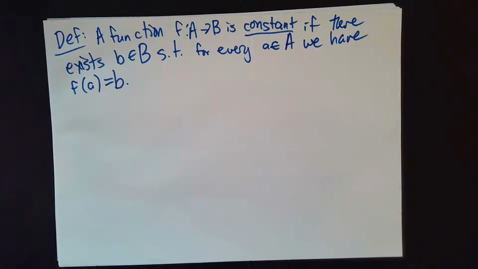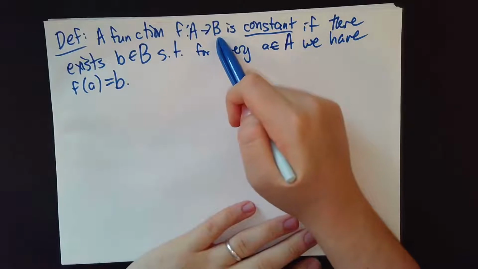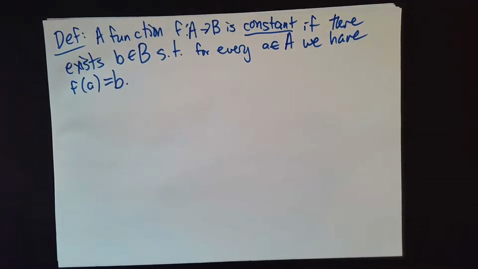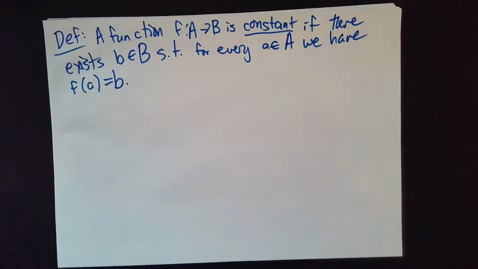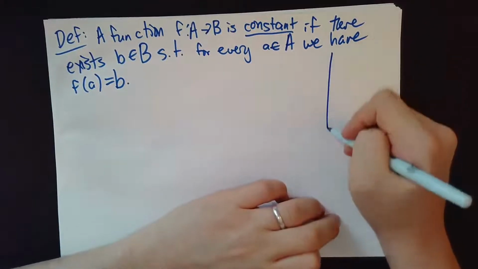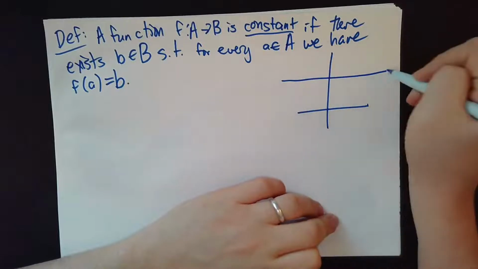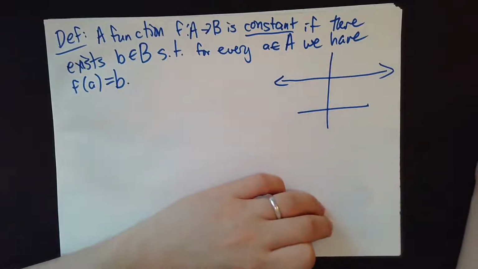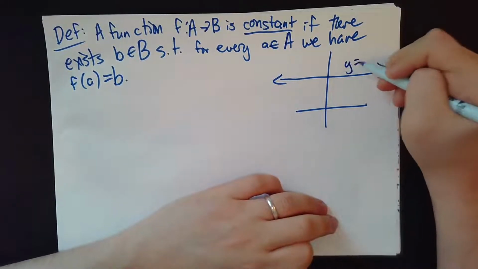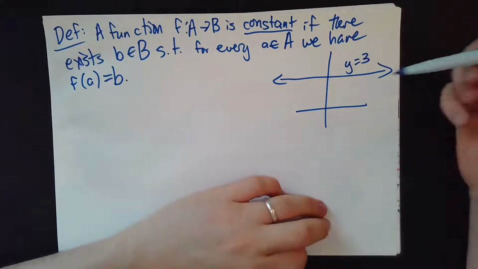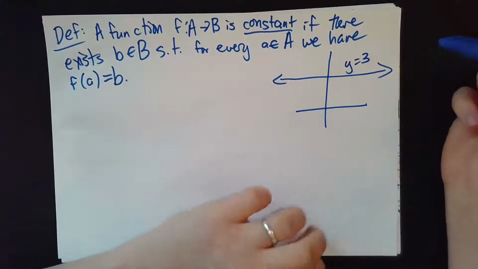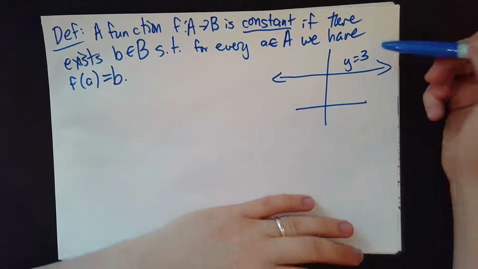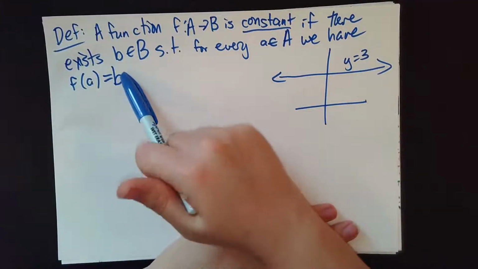Okay, so this is what it means to be constant. It means there's a single output that every element of the input takes. In Calc 1, a constant function is one whose graph is a horizontal line. Say y equals 3, for example, where every input gives me the output 3. But that works for any type of function. All it means is there's only one output.